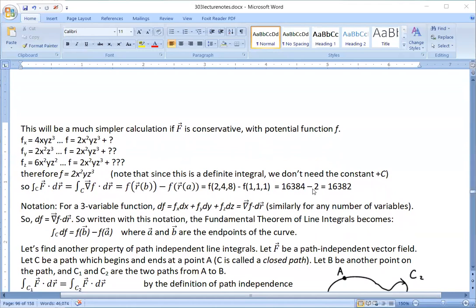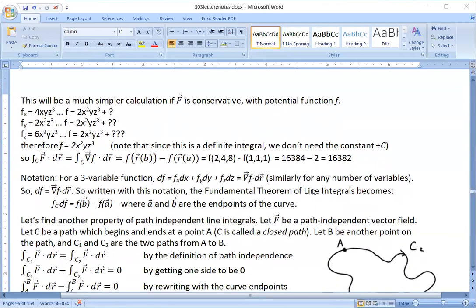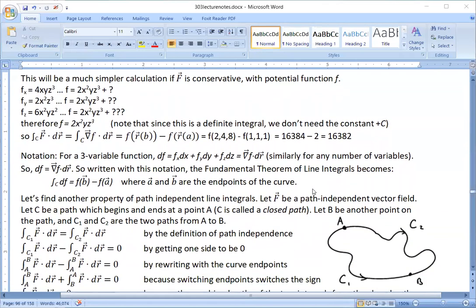Okay, so now let's find another property of integrals in this case, which we said is a path-independent line integral. So let's say that we've got F, which is a path-independent vector field. And we're going to have a path which begins and ends at point A. Don't look at the calculations on the left, just look at the picture on the right. This whole loop is called a closed path or a closed loop. So let B just be some other random point on the path.